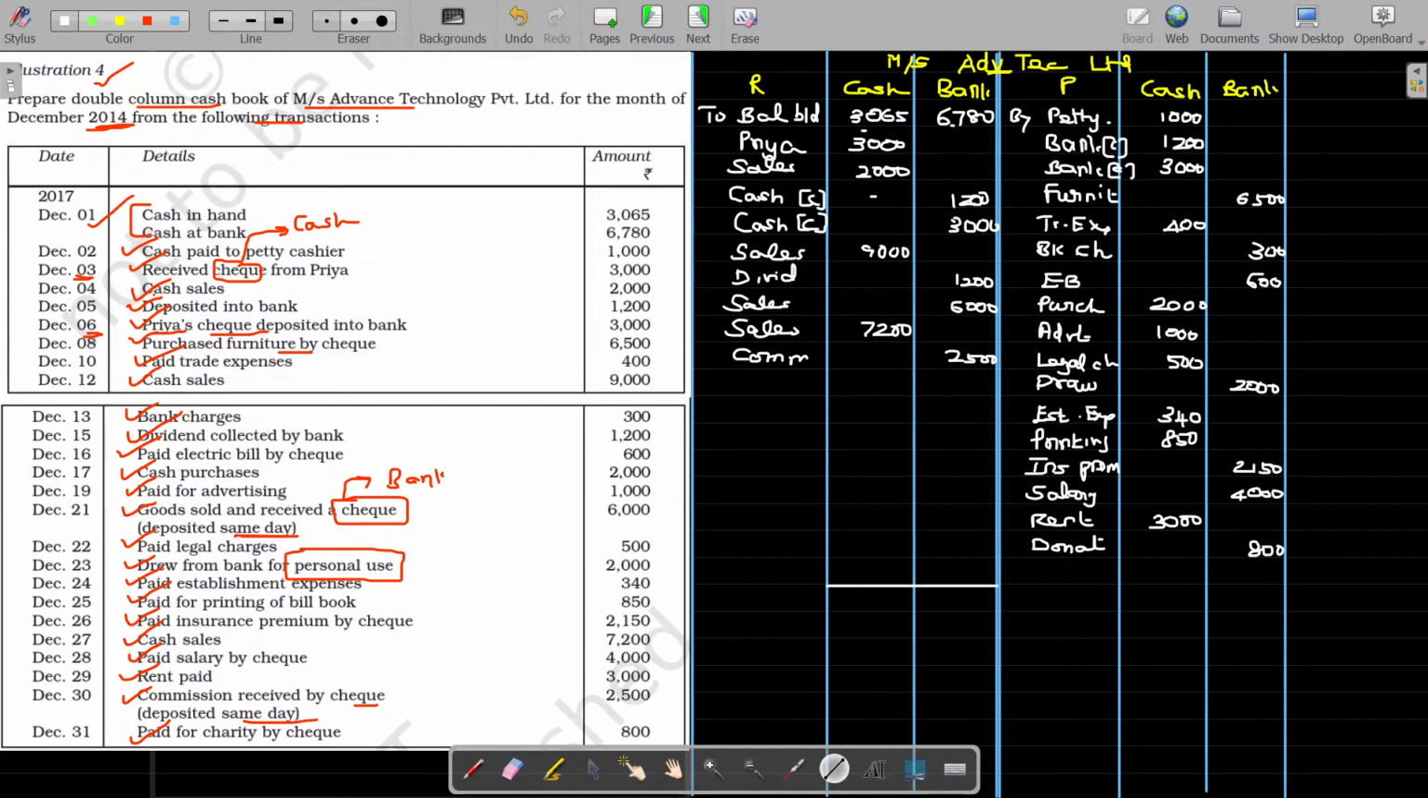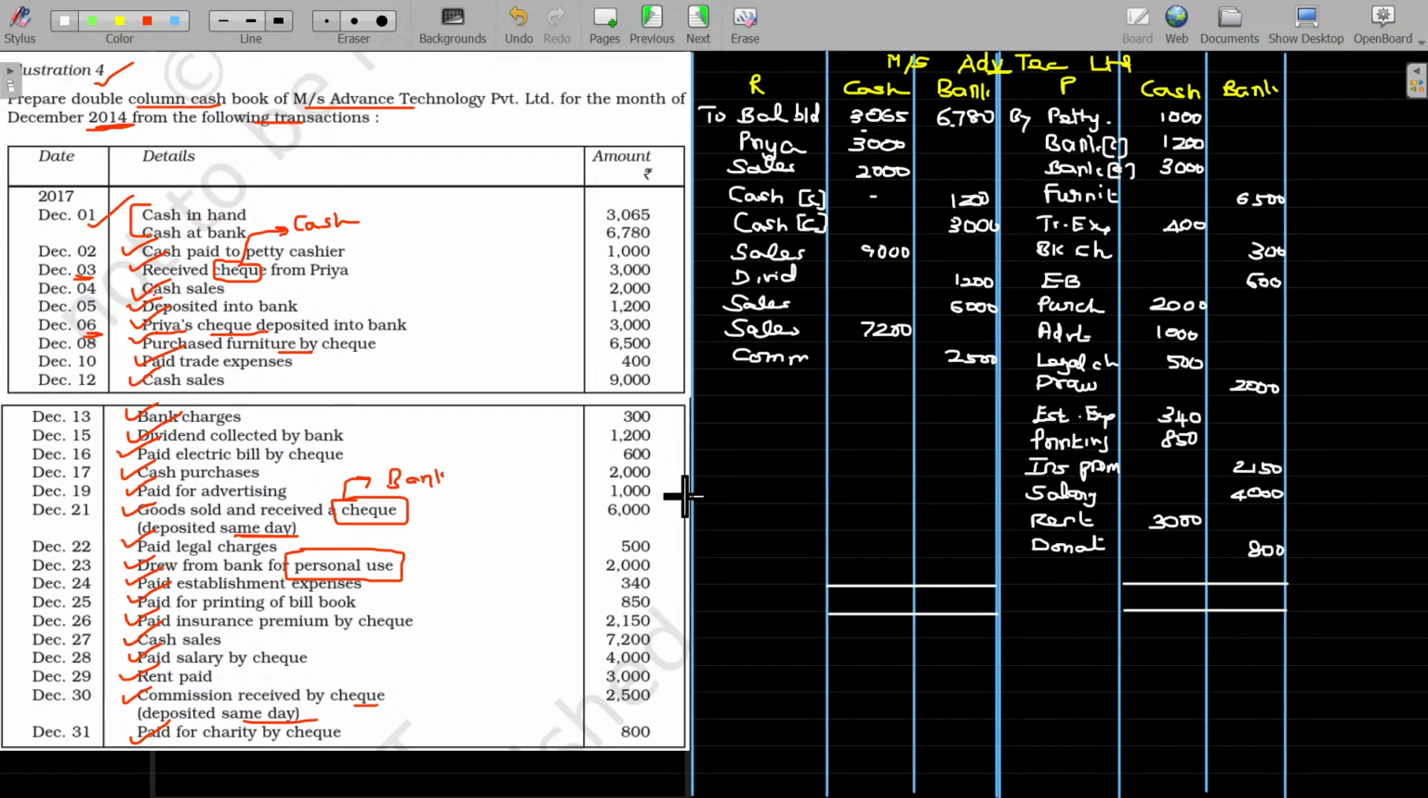Now, finish up tallying this. Now, what is the value in the cash column? 24,265 in the debit side, 24,265. Balance carried on being 10,975.